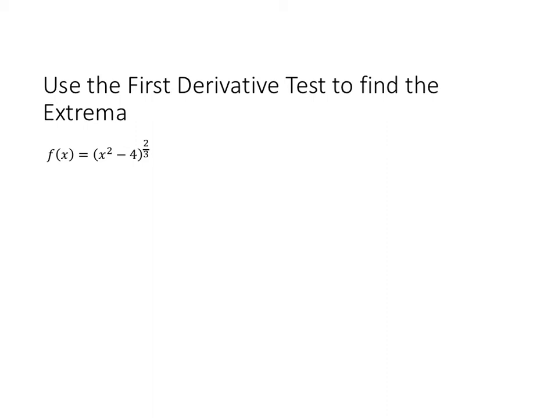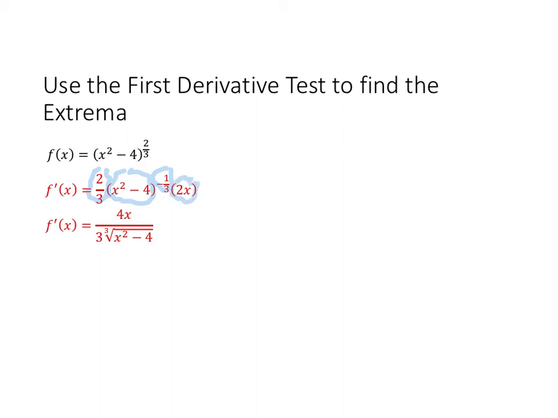So now, let's use the first derivative test to find the extrema of this particular function. The first thing, obviously, that we're going to do is take the first derivative of the function. If we take the first derivative, we have the exponent, here, 2/3. Then we take this sum here, keep it the same. The exponent minus 1 becomes minus 1/3. And then the derivative of what's inside the parentheses becomes 2x.